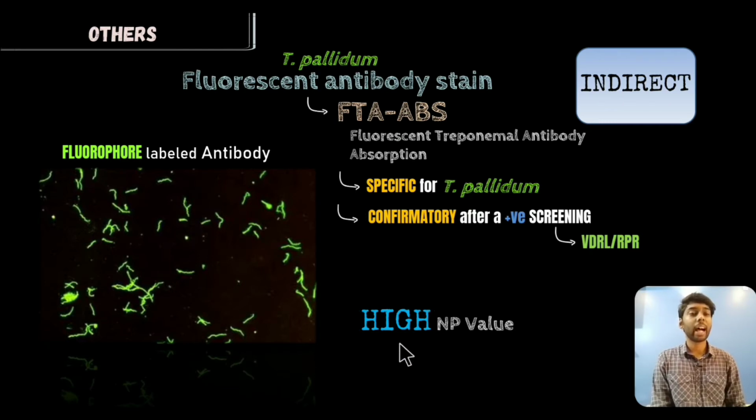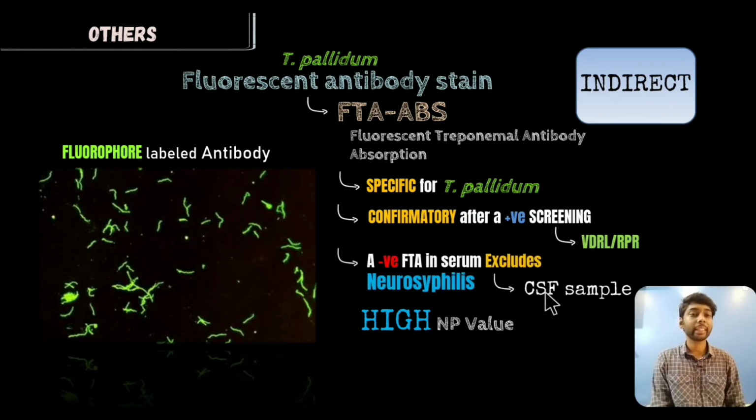And also, for its high negative predictive value, we can say that the test will also not give any false negative result. Because if we take a sample like a CSF sample for a suspected patient of neurosyphilis, and if the test comes out negative, we can be almost 100% sure that the patient does not have neurosyphilis. So there are a lot of advantages for this test.